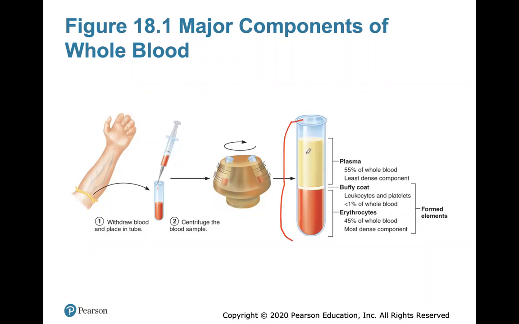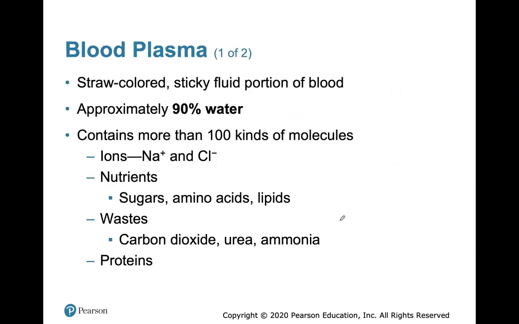So the plasma is the lightest, it will float to the top. It's the least dense, it makes up about 55% of whole blood, and most of plasma is water. Then the buffy coat is made up of all the leukocytes and platelets, and the leukocytes are all the white blood cells, so those involved with the immune response. And the erythrocytes are the most dense, so they'll float to the bottom, and erythrocytes, also known as the hematocrit, are all of the red blood cells.